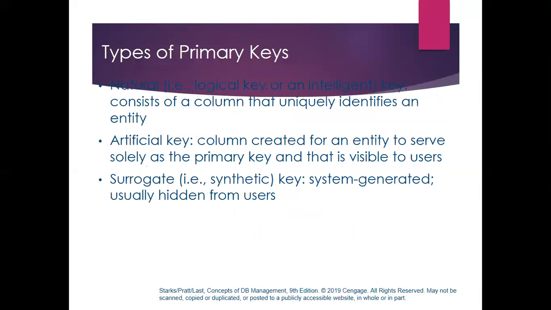Types of primary keys. There are 3 types of primary keys that can be used during a database design. A natural key, also known as a logical key or an intelligent key, consists of a column that uniquely identifies an entity. An artificial key is a column created for an entity to serve solely as the primary key and that is visible to users. A surrogate key, also known as a synthetic key, is system generated and is usually hidden from users.